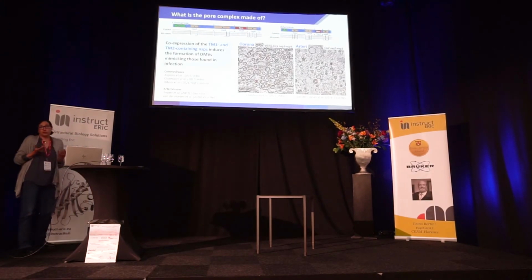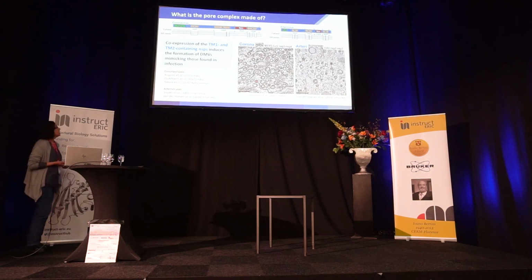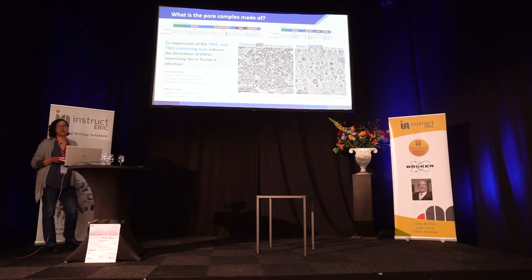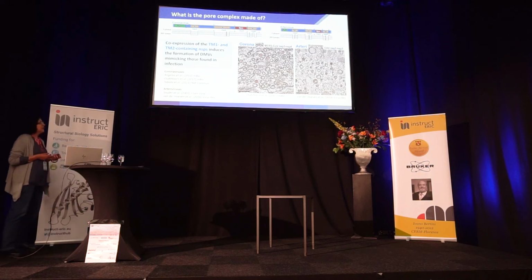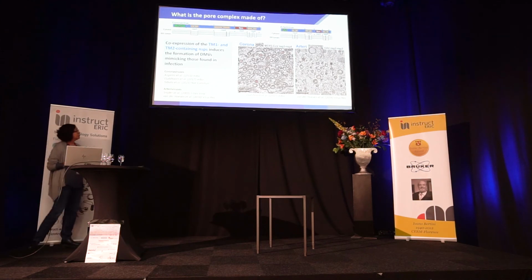And these proteins, because they have transmembrane domains, have been the usual suspects to be involved in the formation of these double membrane vesicles. And in fact, now we know that TM1 and TM2 are really critical, because if we express these proteins alone in the cell, we observe the formation, and this is again resin-embedded samples, of double membrane vesicles that mimic the ones that we see in infection.